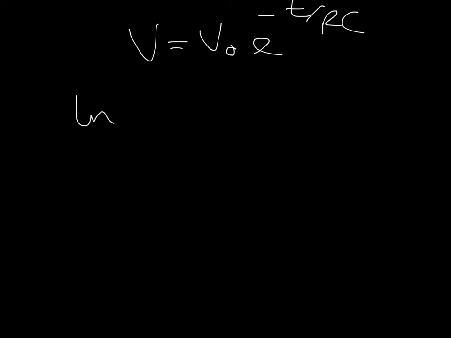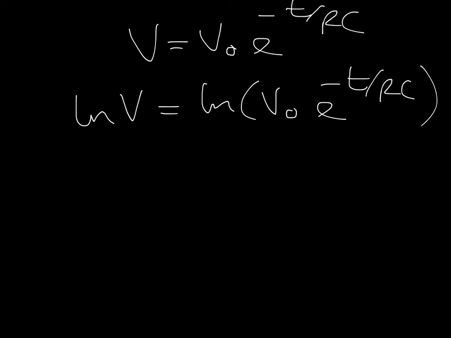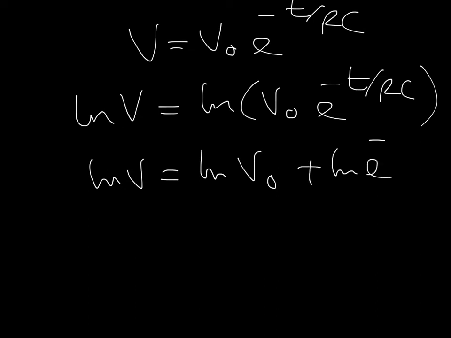But we're going to take natural logs of both sides. ln V equals ln of all of the other side, e to the minus t over RC. And so we get ln V equals, and the same log laws apply, whether it's ln or logs, you've got the same log laws, ln V0 plus ln e to the minus t over RC.